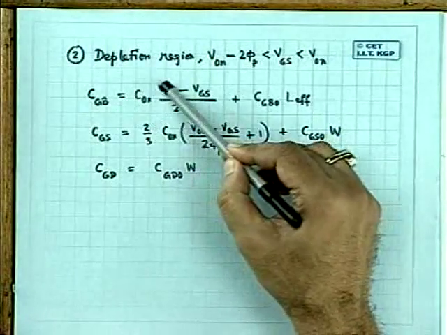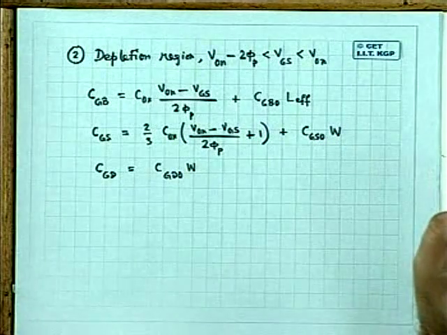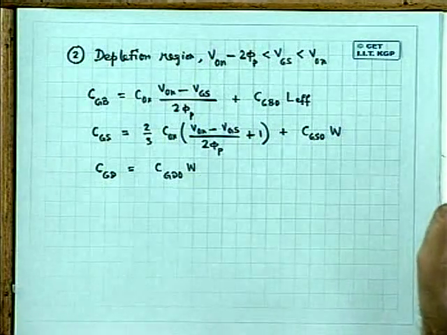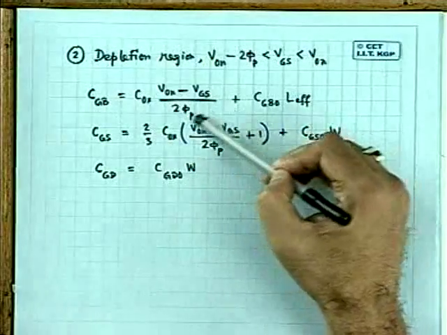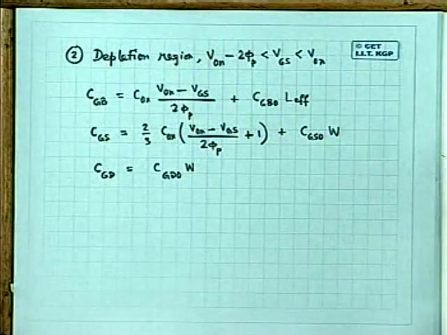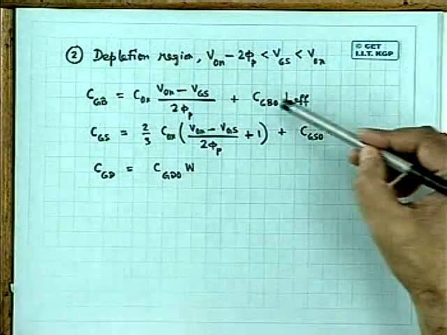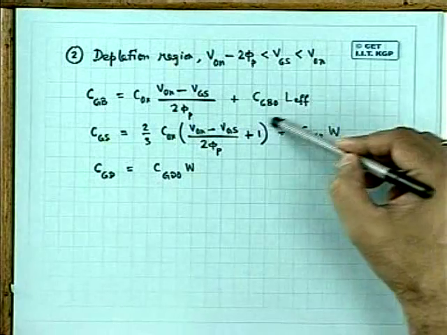This taken together is nothing but the total capacitance comprising the oxide capacitance COX and depletion capacitance CD in series, and that is voltage dependent, VGS dependent. So that is this. And the other term remains as it is.